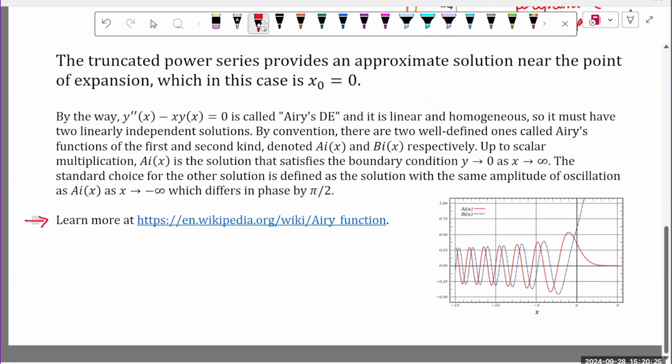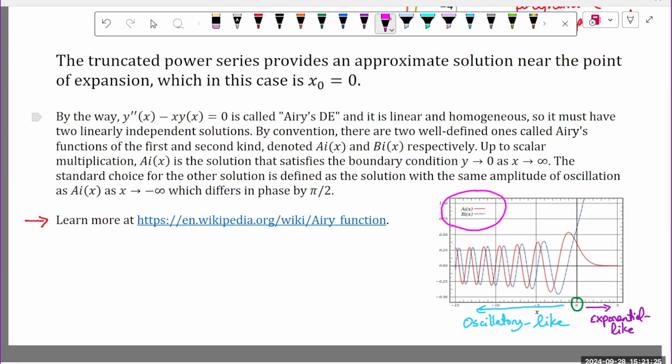And what I want to point out is right around x equals 0 is where we begin to see a change of behavior, as we talked about toward the beginning. So when x is greater than 0, we're going to see exponential behavior. And when x is less than 0, we see oscillatory behavior. The formal names for the Airy functions are Ai and Bi. And again, you can look up more about that online if you wish. Let's go to the next page.